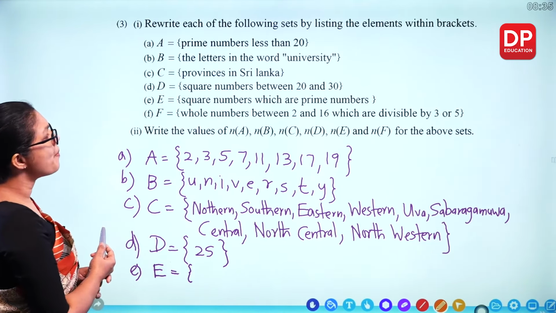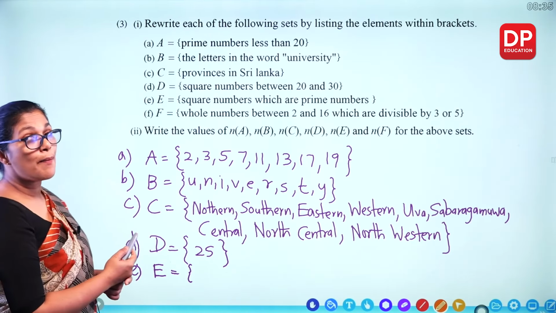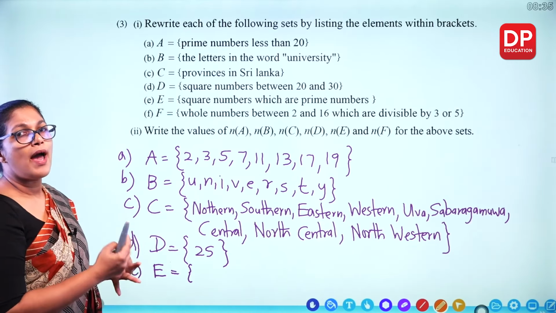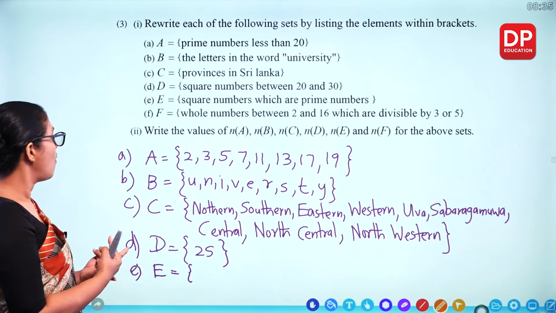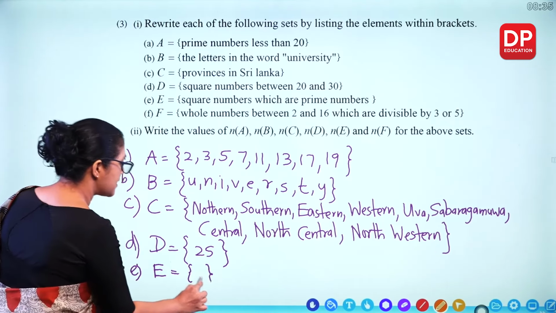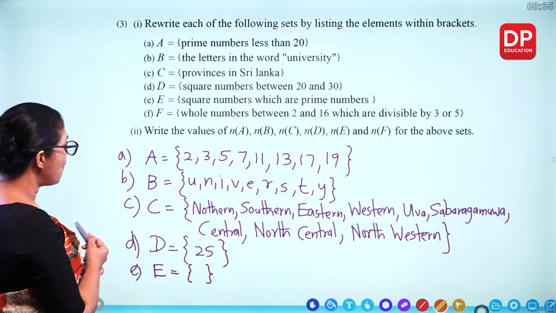E, square numbers which are prime numbers. Square numbers which are prime, we can't find. 1, 4, and then 9. All are not prime numbers. So, it's an empty set. We can just write down the curly brackets.